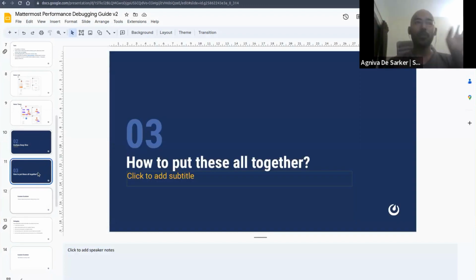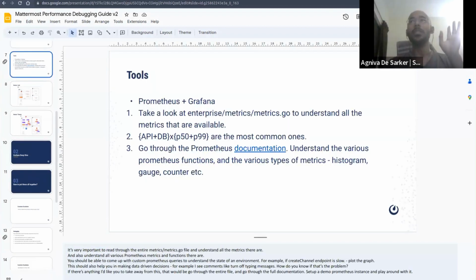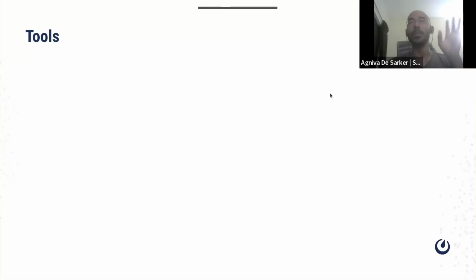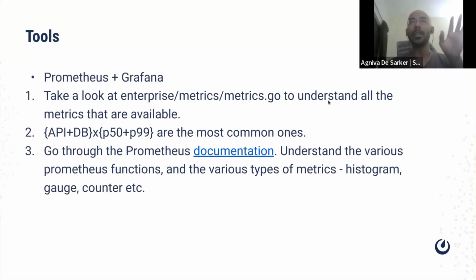By the way, if you have to take away anything from this presentation, I would recommend to just focus on these Prometheus and Grafana queries. Take a look at this file, go through all of the metrics, understand what each metric does. If you don't understand, look at the code from where it's being called, and go through the Prometheus documentation as well, to understand how the various types of queries are used to get useful results, like histogram, gauge, counter.